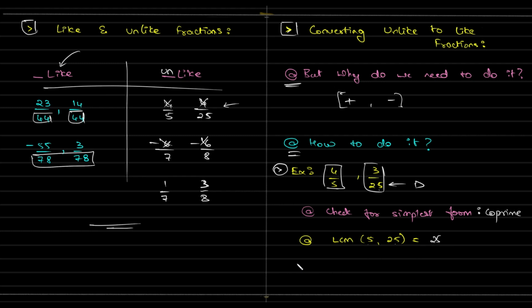The last step is multiplying both the numerator and denominator with a number which makes the denominator the same as the LCM, that is 25. So in this case it's 5. So this is 20 by 25, and thus we have the first fraction as 20 by 25. The second fraction is already over 25, and so we have 20 by 25 and 3 by 25 as your like fractions.